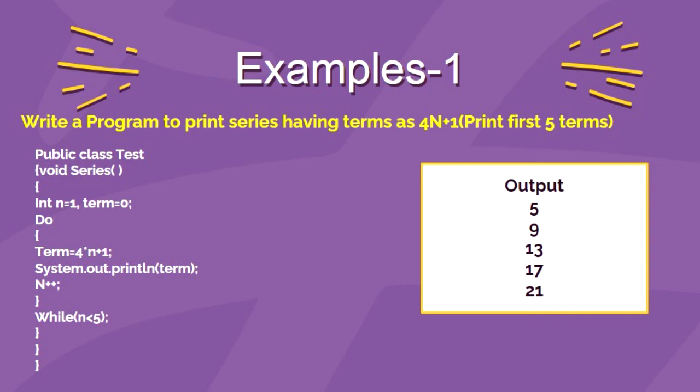Each time the number is increased by 1. For that we use n++. n++ is an increment operator. At the end we are giving the condition to stop, that is n <= 5. So once the increment reaches the 5th position, the condition should terminate, come out of the loop and end the program. So this is how the output looks. Output: 5, 9, 13, 17 and 21.